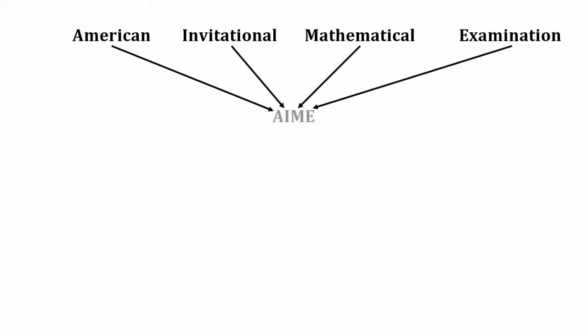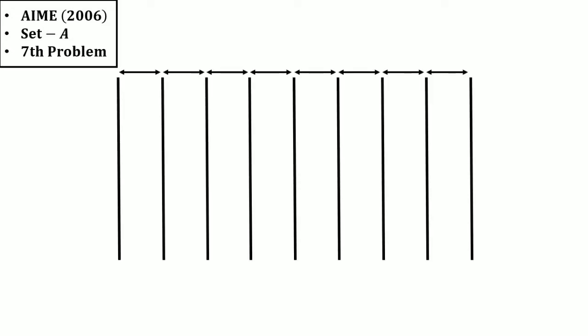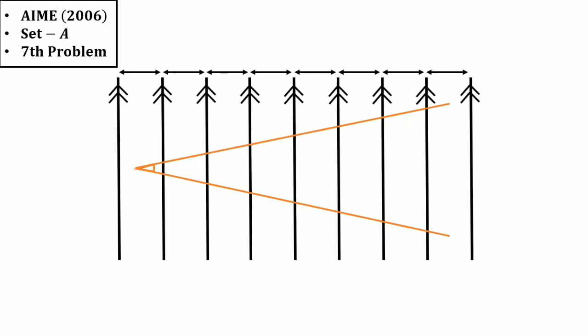Hi everybody. Today we have a question from the American Invitational Mathematical Examination, abbreviated as AIME. From 2006 AIME, Set A, we have problem 7, and this problem is unique in its own kind. Between equally spaced parallel lines, an angle is drawn by taking a point between the parallel lines. The parallel lines divide the angle into a triangle and many trapeziums.